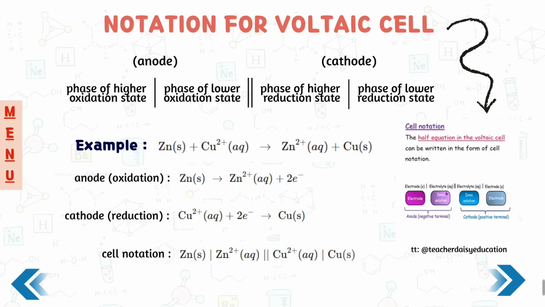Then the ionic solution, which is the electrolyte. Electrode is the solid, then electrolyte is the aqueous. So in the cathode, there we write the ionic solution followed by the electrode. These two vertical lines mean salt bridge or the porous pot. And the direction of electron flow is from anode to cathode.